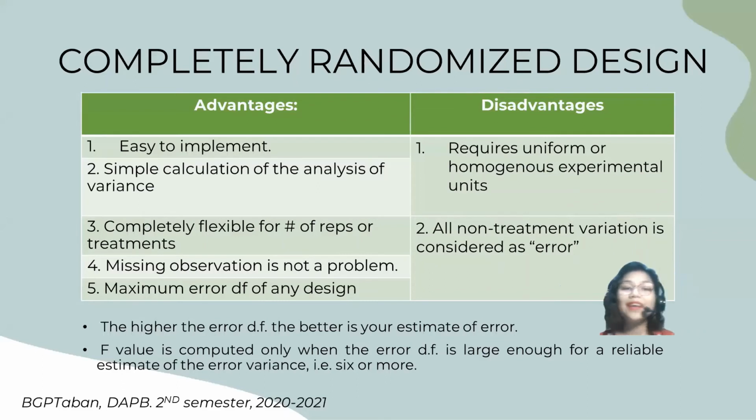And let's proceed now to completely randomized design or our CRD. Let's talk about the advantages and disadvantages of completely randomized design. First is it's easy to implement, especially in assigning treatments to EUs or so-called randomization. You will not have a problem with this. You just need to assign all the treatments to all the experimental units, making sure that it's assigned between replications. Second is simple calculation of the analysis of variance.